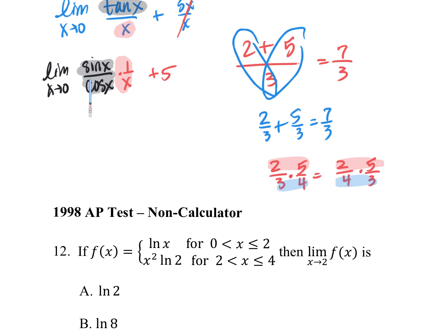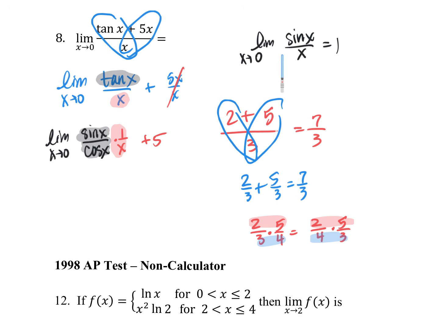So how could I move this stuff around to refer back to this? How can I get this? Love it. He's saying write sine of x over x and move that cosine to the right. I dig that.